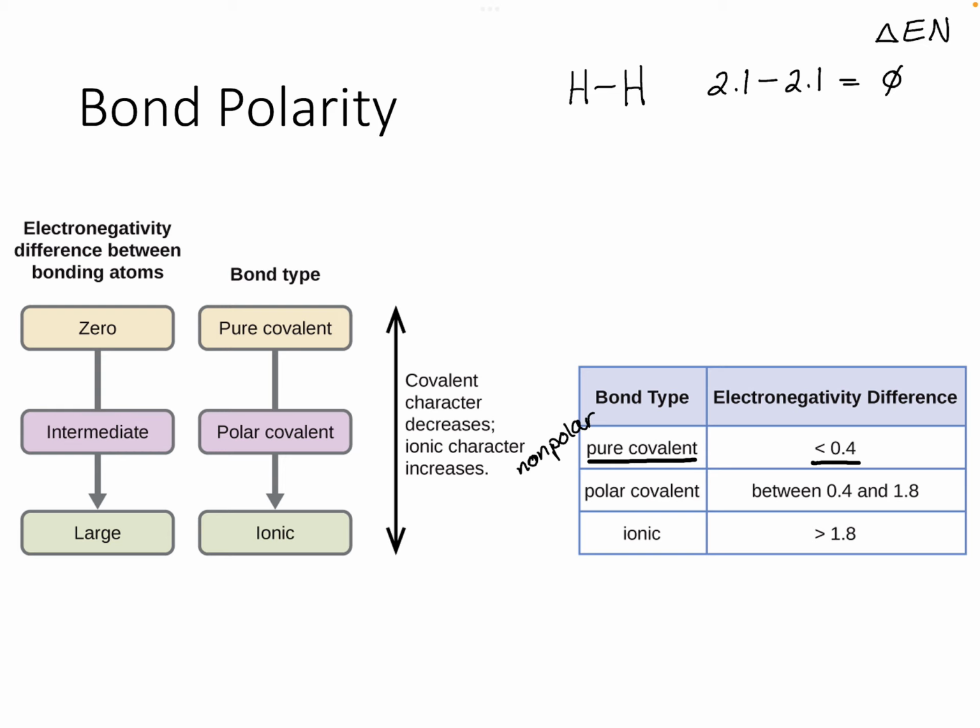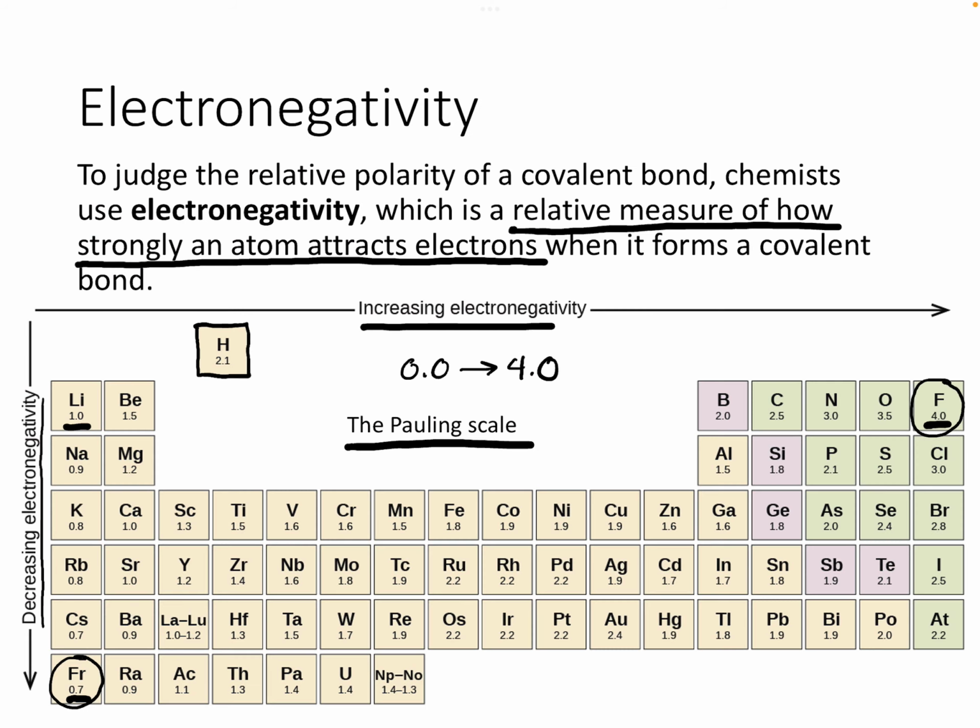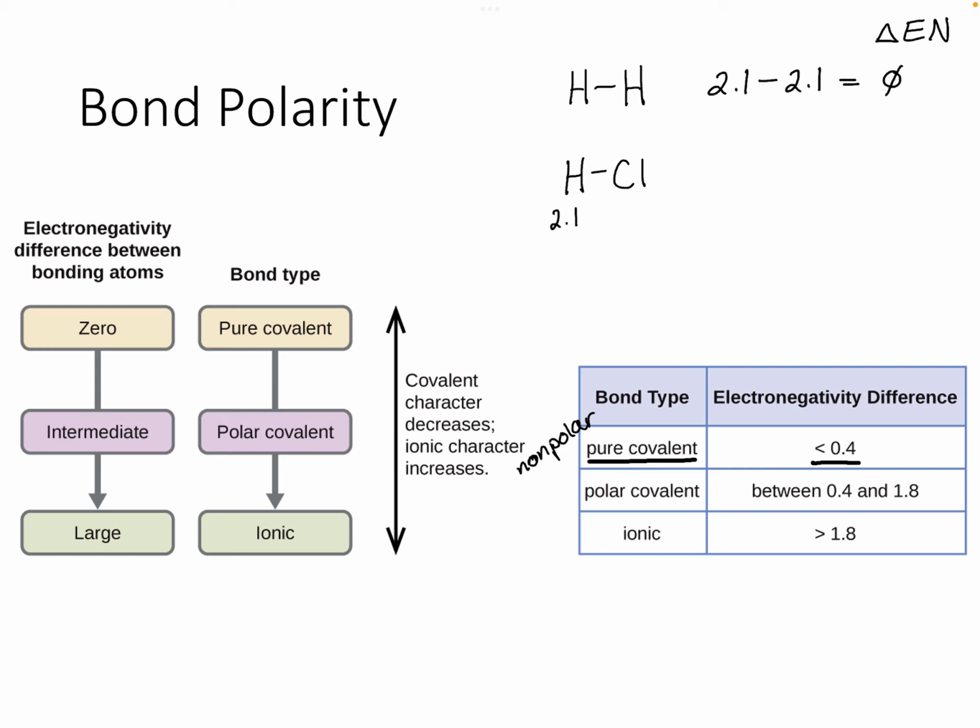All right, let's look at a different one. Let's look at HCl. So we already said that the electronegativity value for hydrogen is 2.1. Let's look up the electronegativity value for chlorine. So chlorine is underneath fluorine, and it has a value of 3. All right, so we always want our difference to be positive, so I'm going to subtract the smaller number from the larger number.